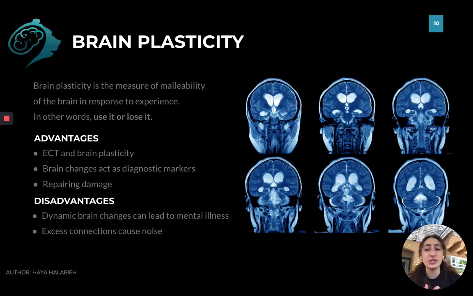I encourage you to look into that if you're interested. And then disadvantages include brain changes can lead to mental illness. There is research being done with Alzheimer's in which they are trying to map the physical brain change that causes this disease. And again, I encourage you to research that if you're interested. And excess connections in the brain can cause noise when we're recording electrical activity.